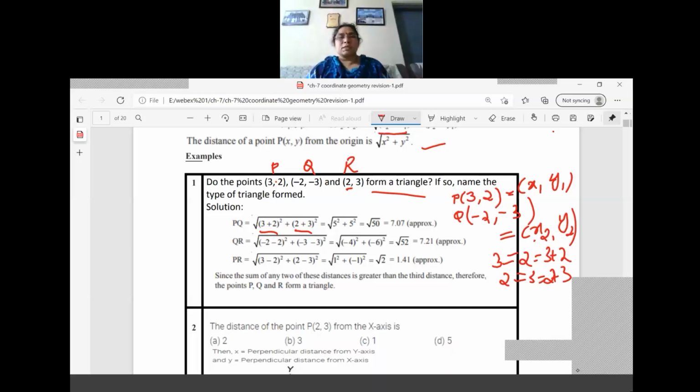Since it is asked as an MCQ, most probably they will ask for the distance only. I don't think they will ask for checking whether it is a triangle. So I just told the rule.